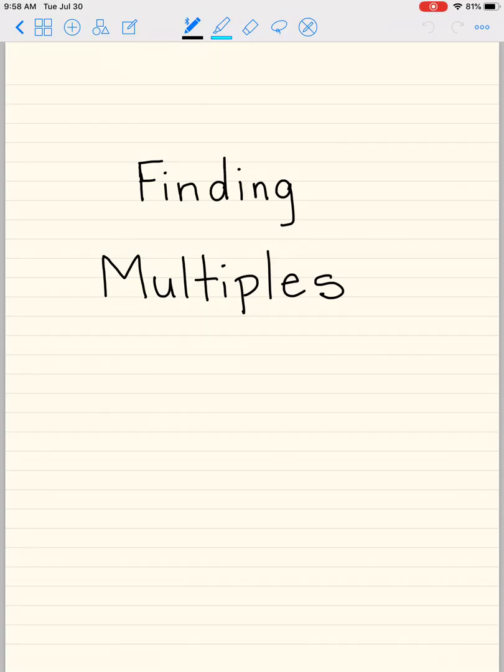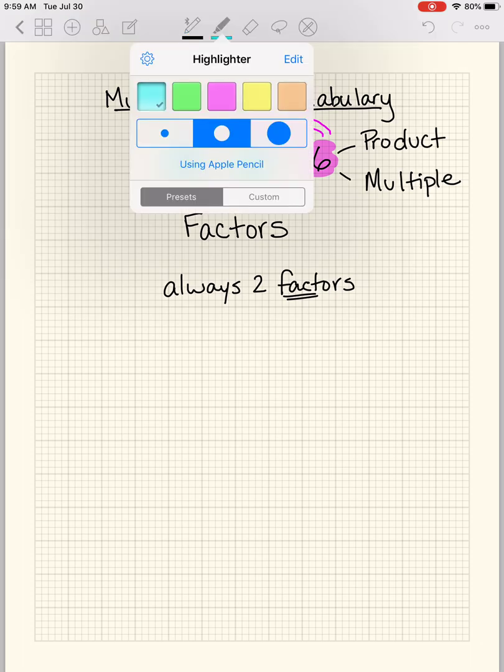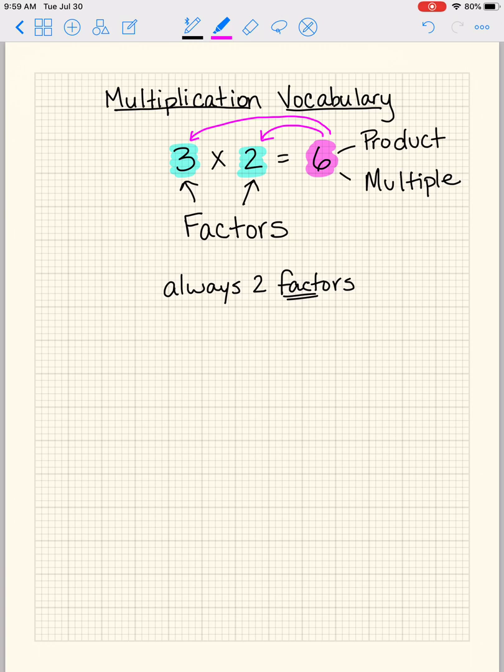Here we're going to be finding the multiples of a number. I'm going to begin by reviewing some multiplication vocabulary. You've seen this in a video previously. Here, when we're finding the multiple of a number, you can see in our multiplication vocabulary that a multiple is the same thing as the answer to a multiplication equation.